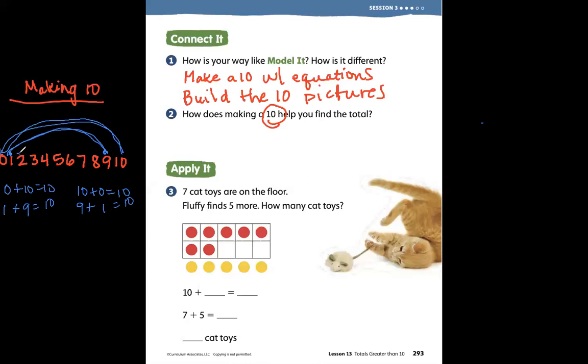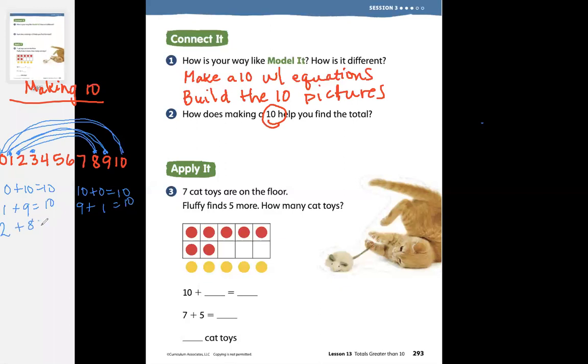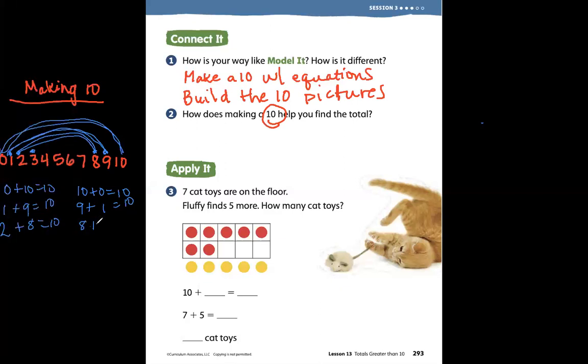Then I'm going to add 2 and 8. 2 plus 8 equals 10. 8 plus 2 equals 10. Let's write it. 2 plus 8 equals 10. 8 plus 2 equals 10. And we're going to do 3 and 7. 3 plus 7 equals 10. 7 plus 3 equals 10. Let's write them.